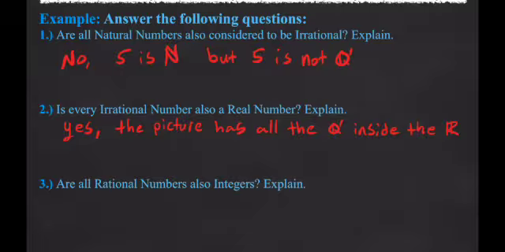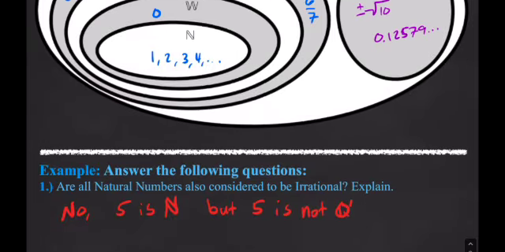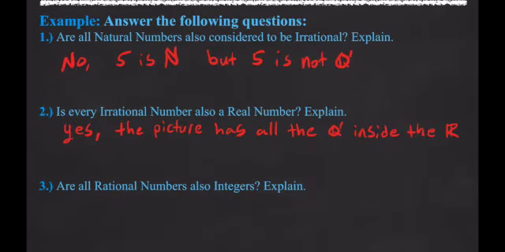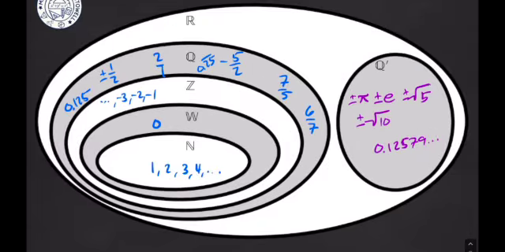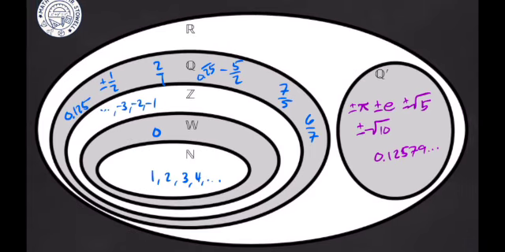Last one for this example. By the way, this type of example is going to show up on your homework. Are all rational numbers also integers? Well, let's go back to our picture. Okay, we are looking for rational being inside of the integers. Is every rational number an integer? Well, let's look at this. Rational numbers is this big circle right here, that Q. Integers is smaller. It's inside of, right? It's inside of the bigger circle. So is every rational number also an integer?